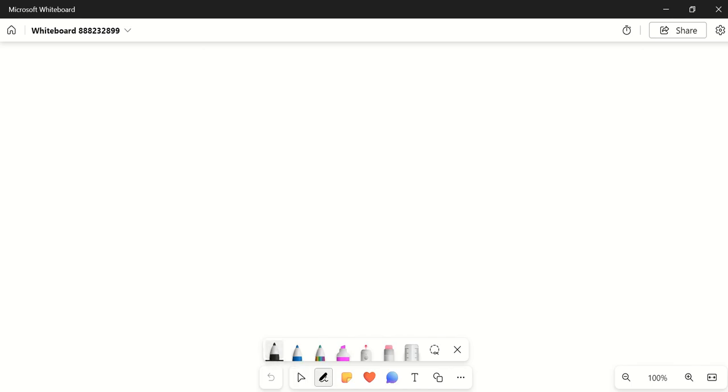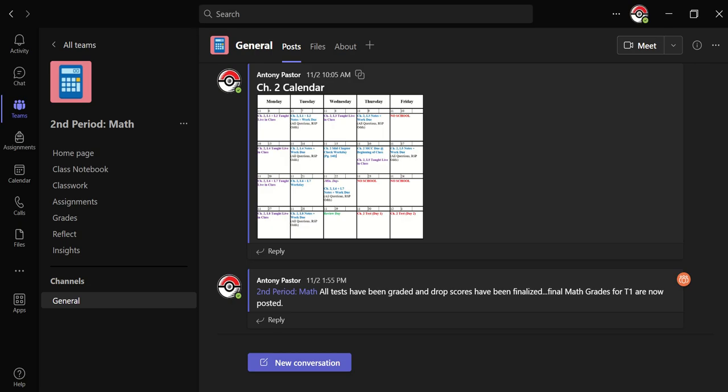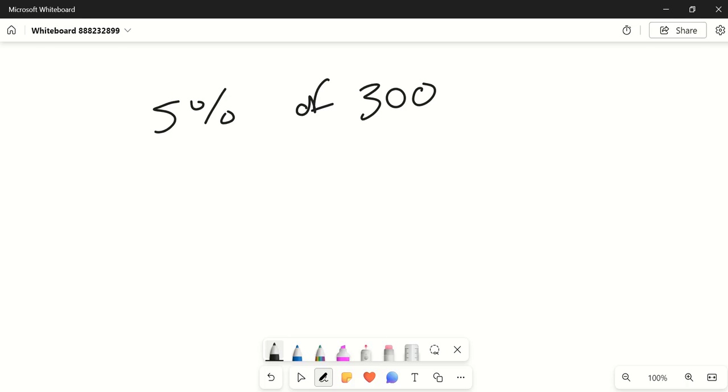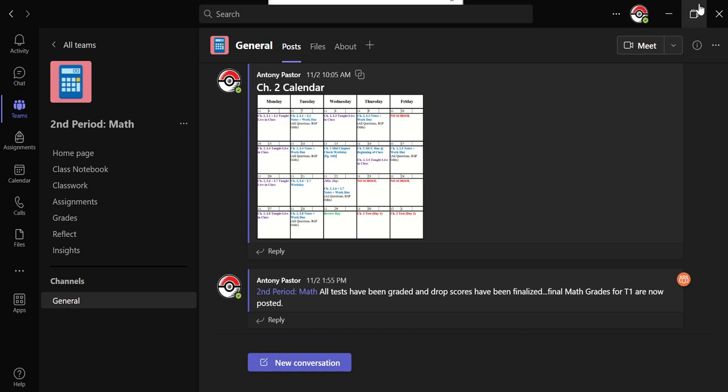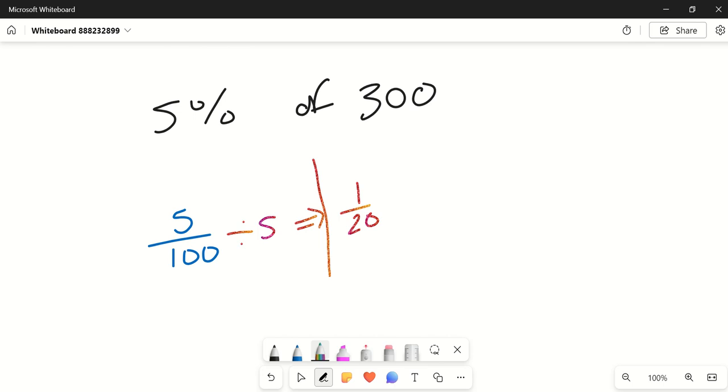So it wants me to find 5% of 300. I'll double check to make sure that's what it was asking, 5% of 300. So we write, I'm going to close Teams really quickly. We are going to write 5% as 5 over 100. Simplify it down by dividing both by 5 so that it becomes 1 over 20. Put a wall here. And I'm going to multiply that by 300 over 1.